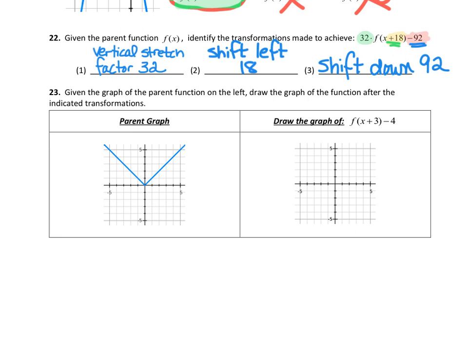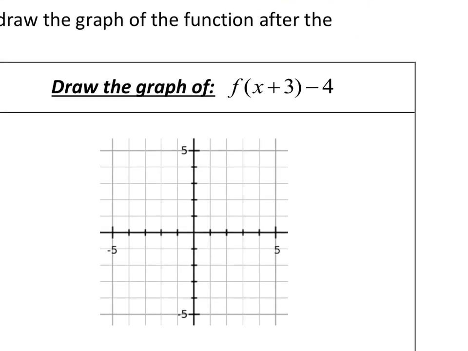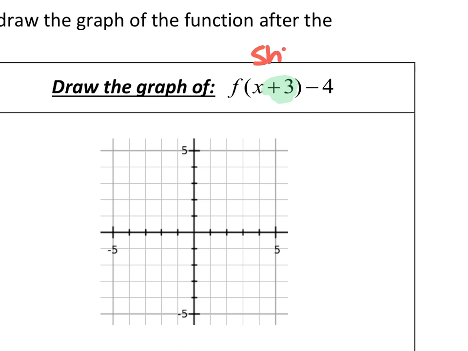So in 23, we have a parent graph that's an absolute value function. It's this V shape. And you are going to draw a transformed graph that moves 3 spaces to the left. You might want to write that in for yourself. Shift left 3, insiders lie. And it has a shift down of 4, outsiders don't lie, and no other transformations.